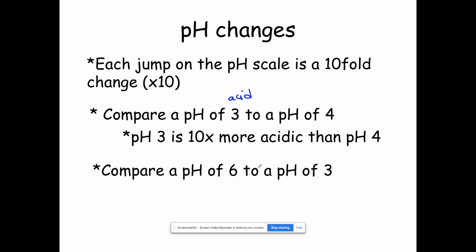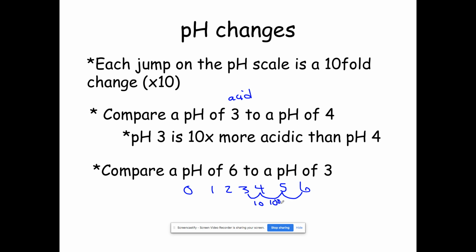Compare a pH of 6 to 3. So if I have 0, 1, 2, 3, 4, 5, 6, I'm comparing 6 to 3. That's 1, 2, 3 jumps. Don't get confused. That does not mean it's 3 times less acidic or 3 times more basic. This jump is worth 10. This jump is worth another 10. Not adding, but multiplied. So 10 times 10 is 100.